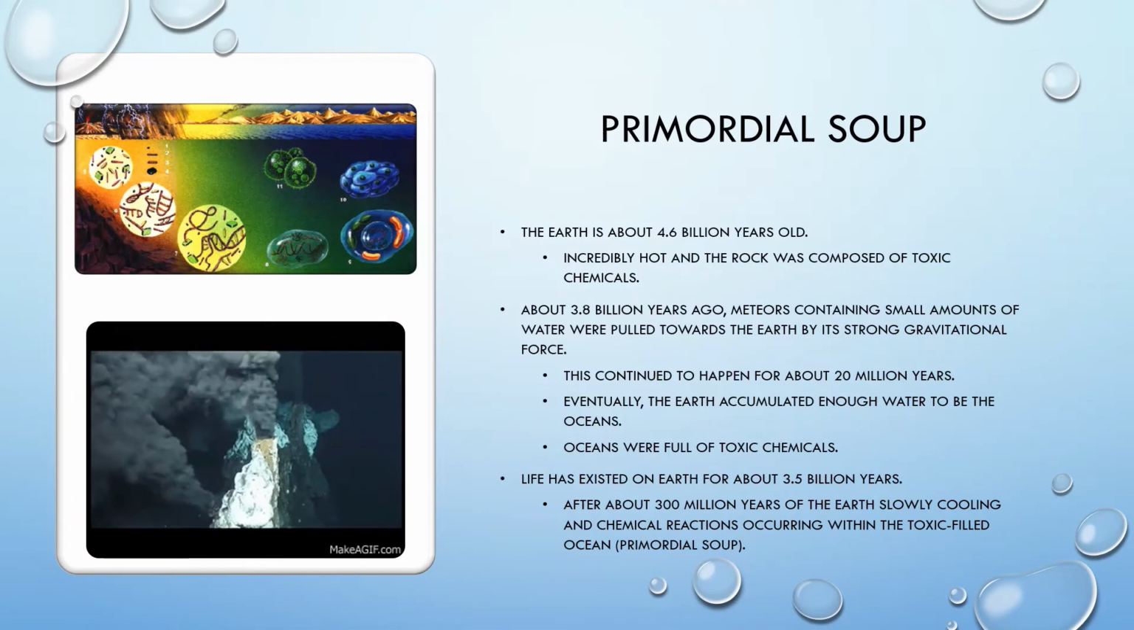Okay, a little bit of background information. The Earth is about 4.6 billion years old. Okay, and when it first formed, it was incredibly hot, and all the rock on the surface of the Earth was composed of toxic chemicals.